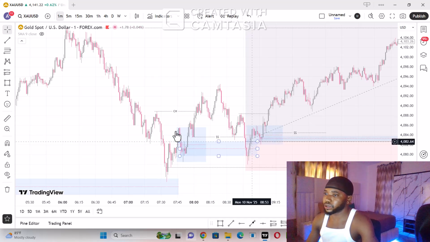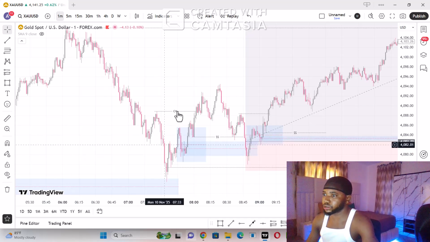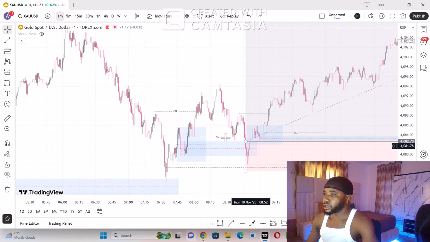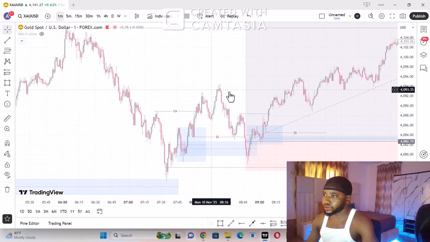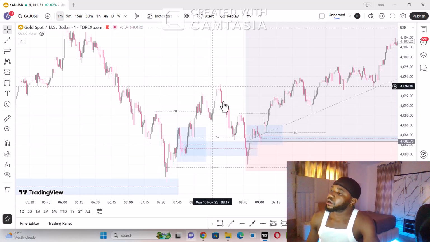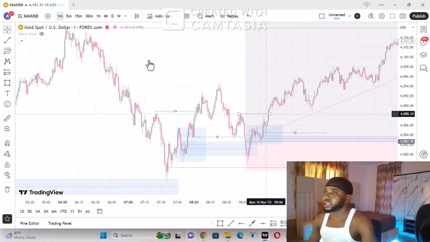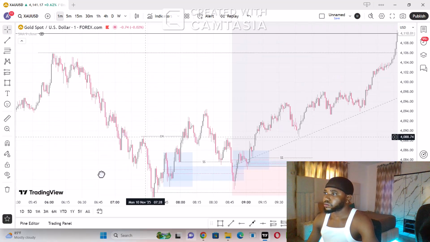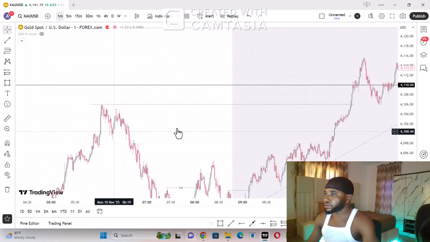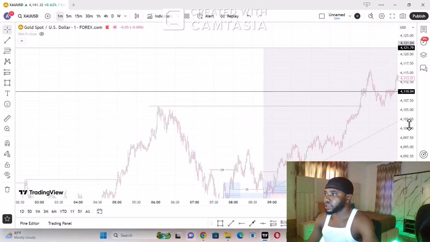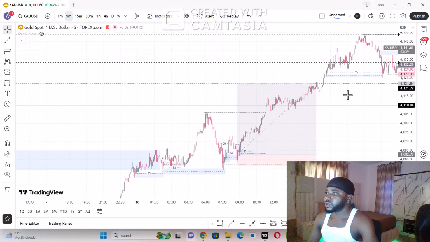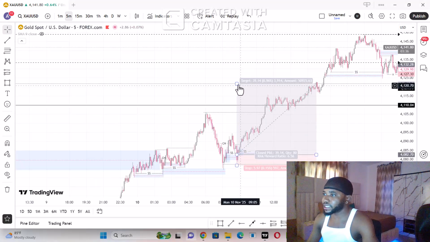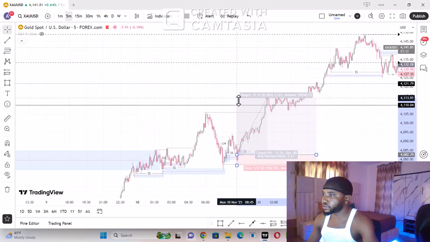I just placed my order because I waited for the confirmation market shift. I like that, it shows that the market is ready to move up. So I placed my order, the market did this, and then, let's go to 5 minutes. I was targeting this high, but I later closed right here.